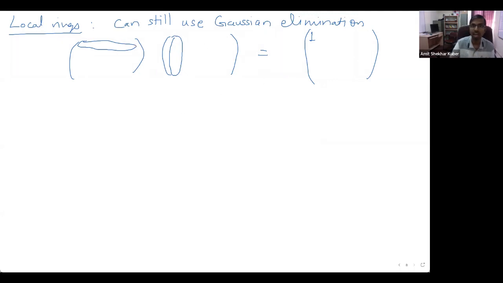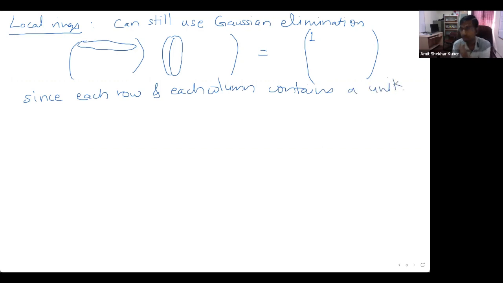So each row and each column contains a unit. I hope you understood this idea. Now, what remains is that we don't necessarily have a determinant map.